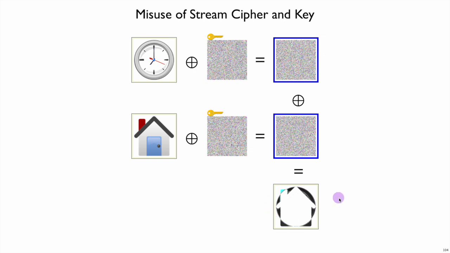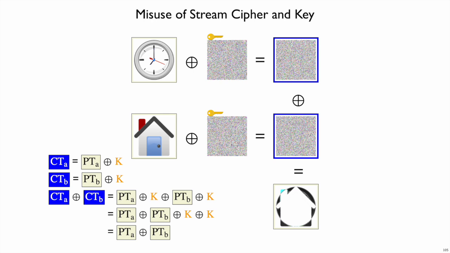So why did this happen? It's because XOR is its own inverse. We started with a plain text clock and XOR'd it with the key sequence. And we started with a plain text house and XOR'd it with the same key sequence. That's how we got the encrypted clock and the encrypted house.